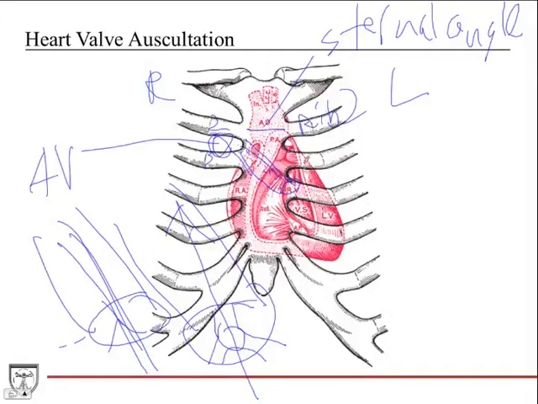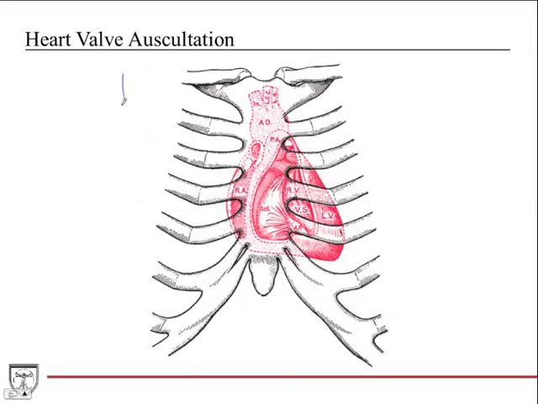And that's the same with all these. Pulmonic valve, you're going to listen downstream. Tricuspid valve, you're going to listen downstream. Mitral, you're going to listen downstream. So let's clean this up, and we'll show you again. So here's right side, left side. Here's your sternal angle, rib number 2, 3, 4.